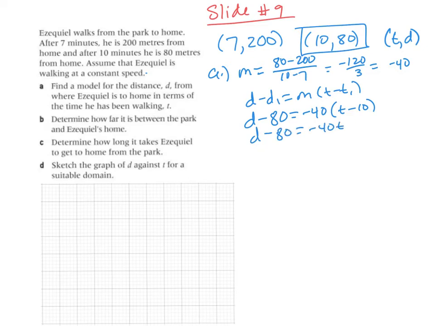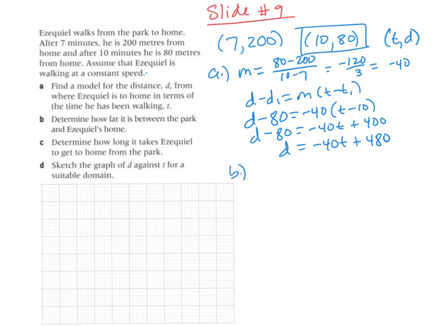I'm going to put this in slope-intercept form real quick. I think that will be more meaningful for this context. Add 80 to both sides. So D equals negative 40T plus 480. Now you can either call that D equals, or you could write it in function notation and say D of T equals. Okay, doesn't really matter.